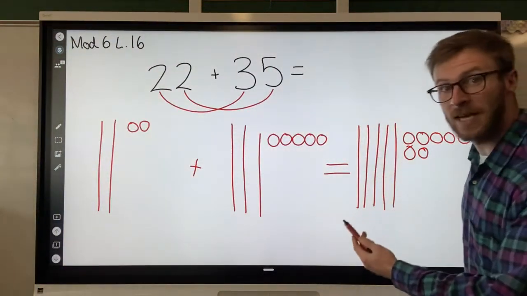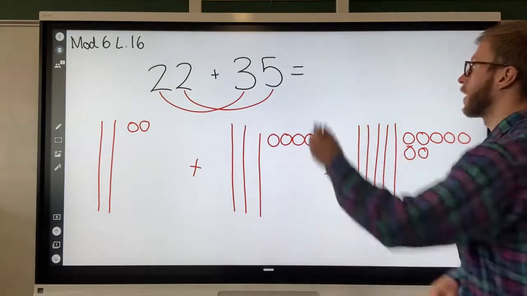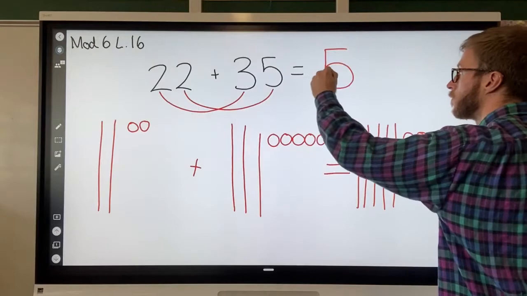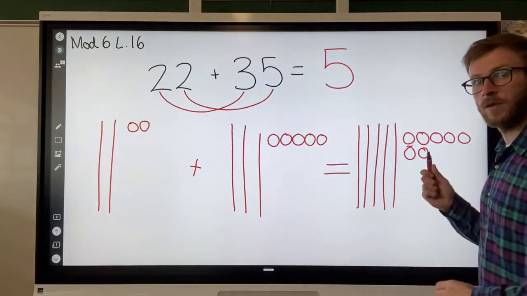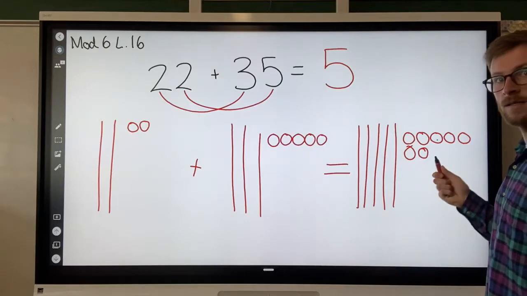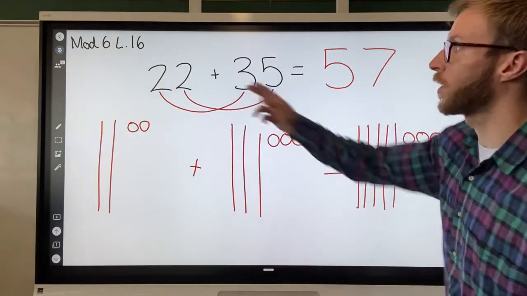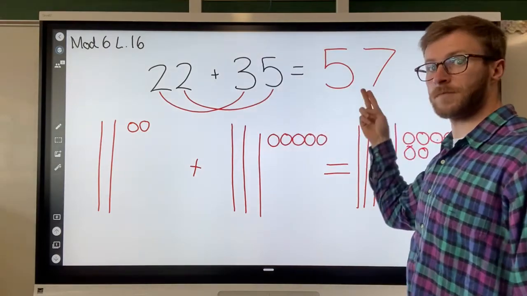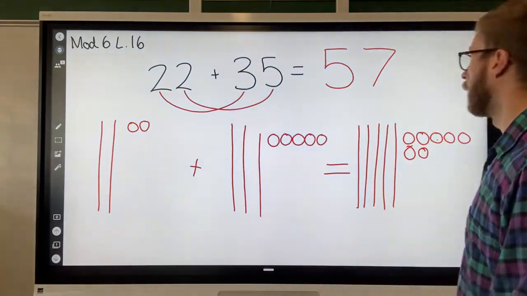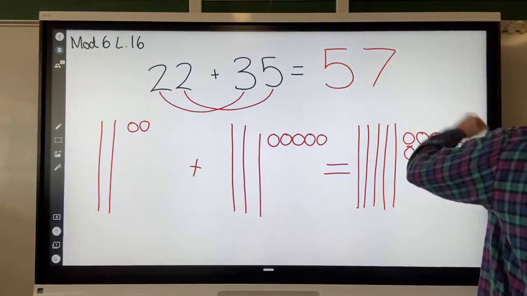So let's count how many tens we have. We have 1, 2, 3, 4, 5. So we write a 5. How many ones do we have? We have 1, 2, 3, 4, 5, 6, 7. All we have to write is 7. So 22 plus 35 equals 57. Awesome. Now we're going to solve it the other way and see if we can get that same answer.